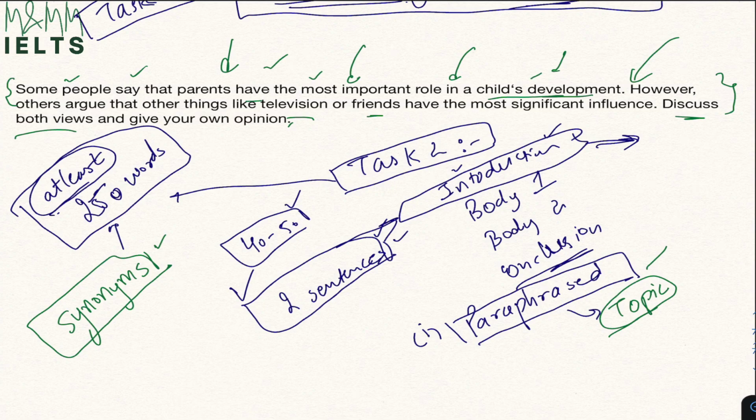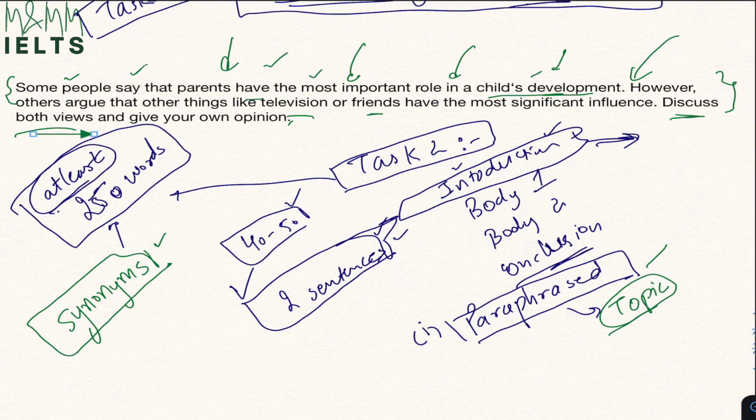And what it's asking from us is discuss both views. So that's very important. We have to make sure we discuss both of the views and then give our own opinion. It's extremely important to read out the question as to what it is asking from us, because students, if you miss this part, if you do not discuss both of the views, you will not get a good band score, and if you do not give your own opinion, you again do not get a good band score. So we have to make sure we discuss both of them and also give our own opinion.